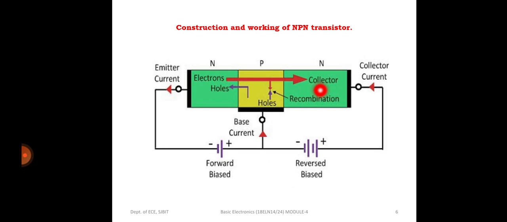Now let us have a look at the construction and working of the NPN transistor. The working principles are the same, but the only thing that we change in the PNP and NPN transistors are the polarities that we connect. So let us consider an NPN transistor, where we already know the majority charge carriers in the N semiconductor are electrons and in the P semiconductor are holes, right?